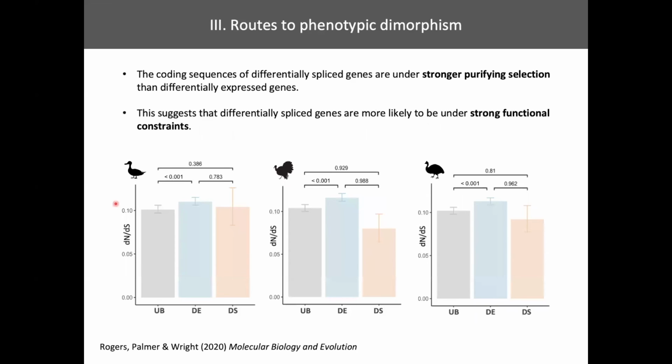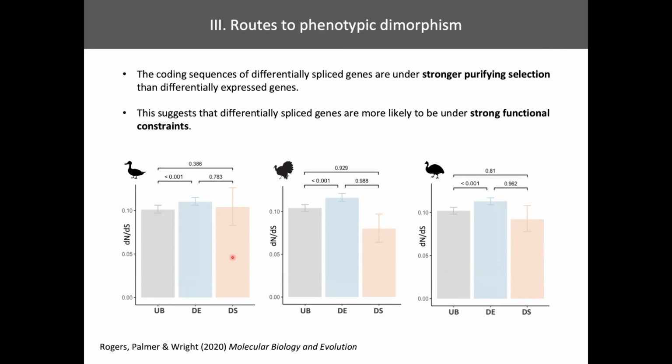In addition to this, we looked at the rates of coding sequence evolution of differentially spliced and differentially expressed genes. So this is dN/dS. Previous studies have shown that differentially expressed genes in these species have elevated rates of coding sequence evolution, and this is due to genetic drift. In contrast, however, we found that genes with differential splicing don't exhibit significantly elevated rates of sequence evolution in comparison to unbiased genes or genes that are differentially expressed between the sexes.